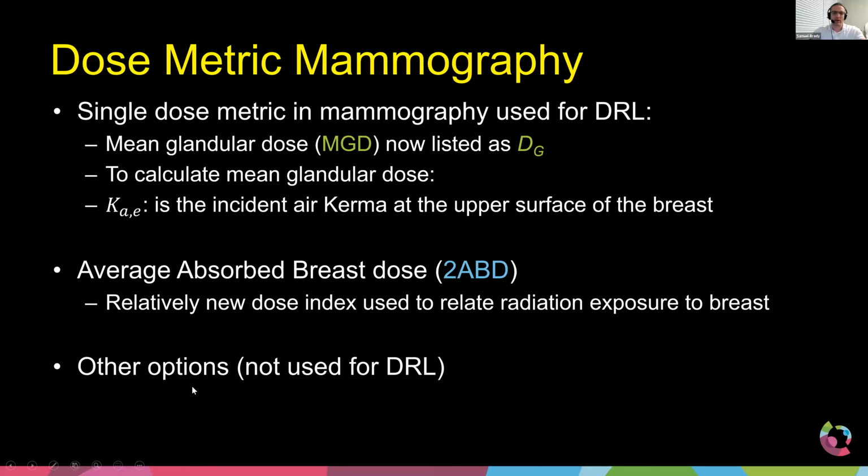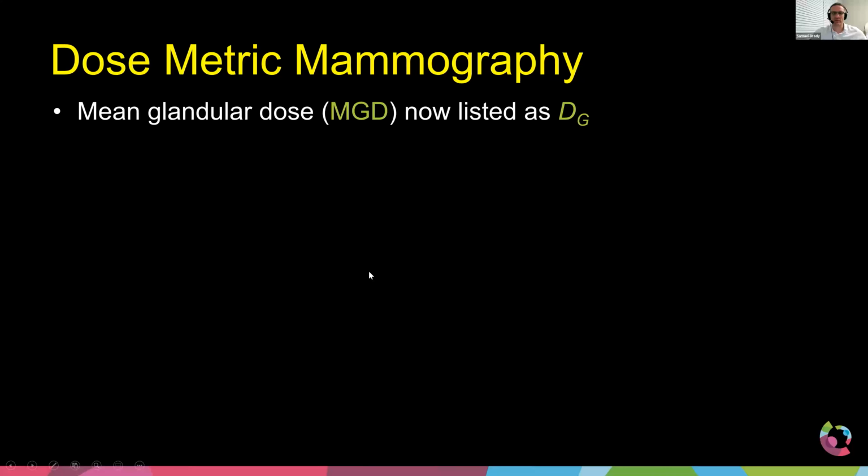Now we should talk briefly about how in the literature you'll also see people refer to effective dose for breast imaging. Obviously, we've said this many times, but we do not use effective dose to calculate or publish DRLs. But I have one slide, and I'll talk a little bit about how we use effective dose in mammography. So mean glandular dose, because it's still the main metric for DRLs, we're going to focus the majority of our talk today on this metric.